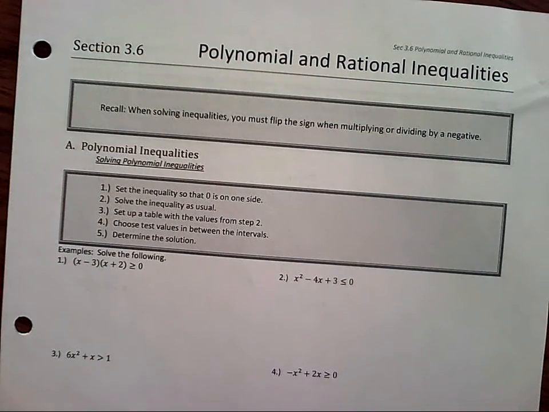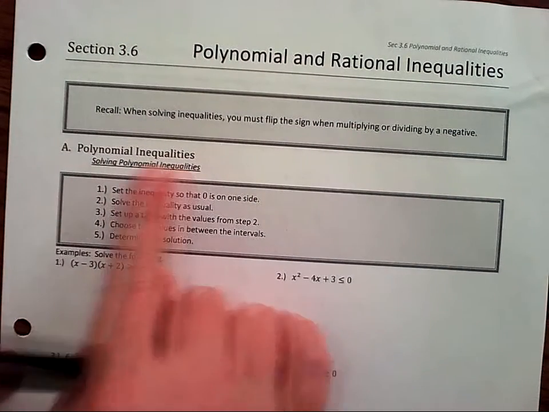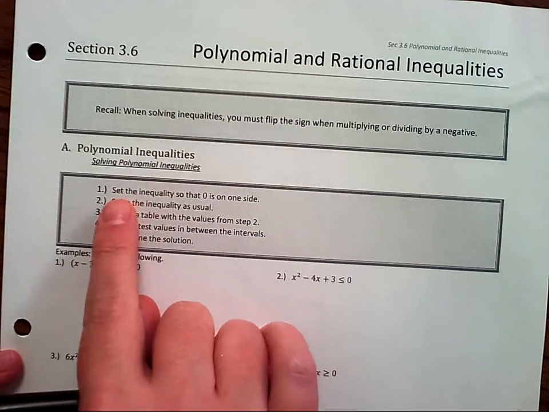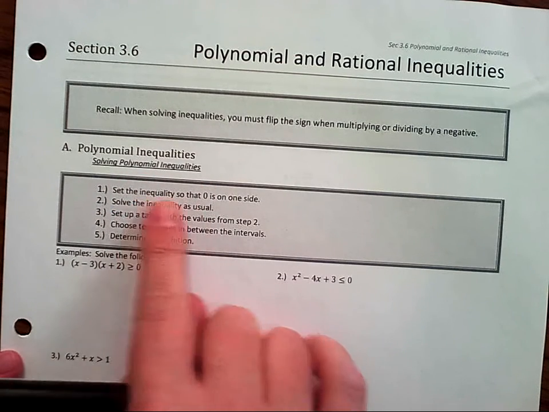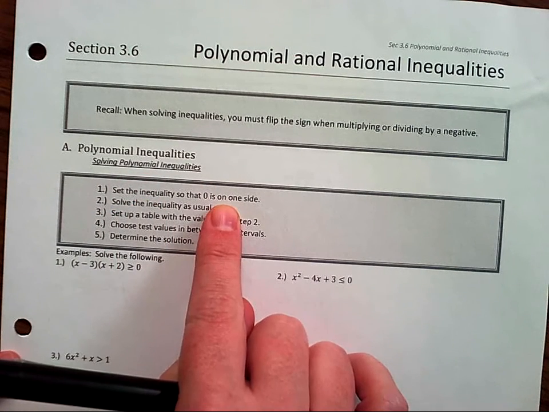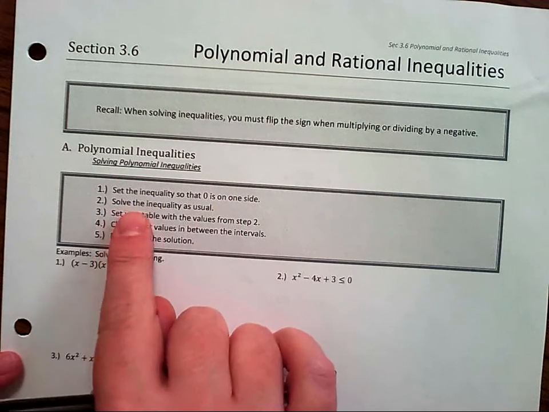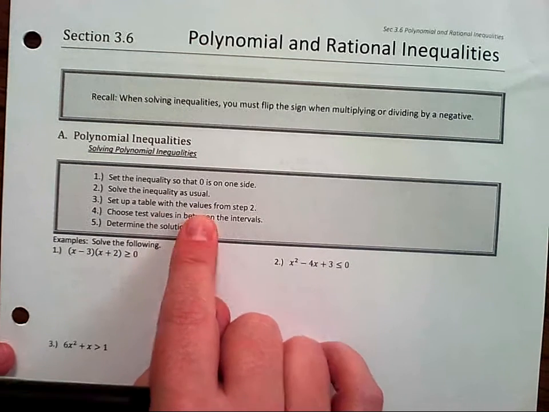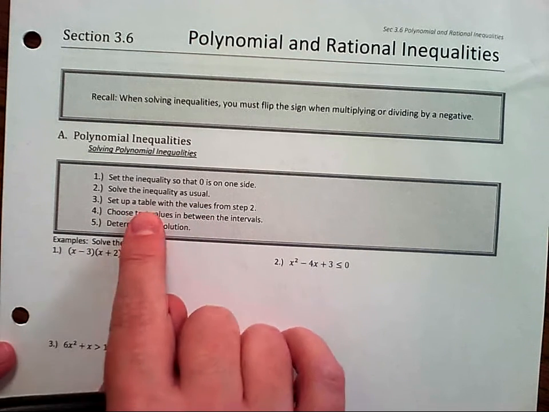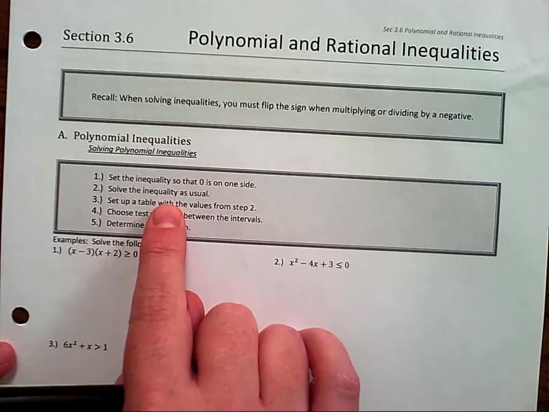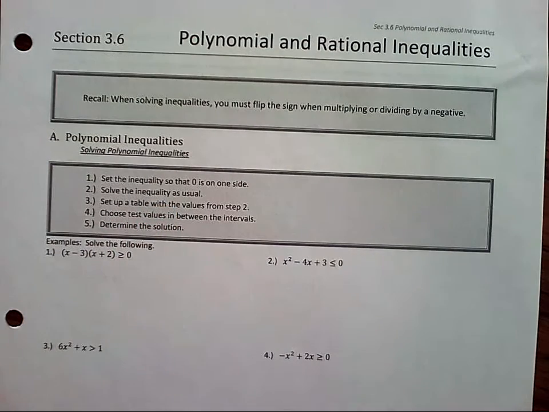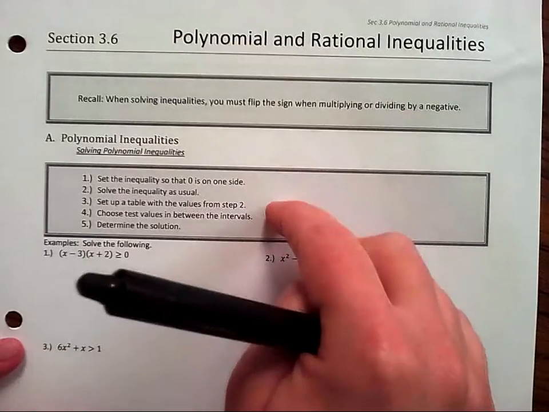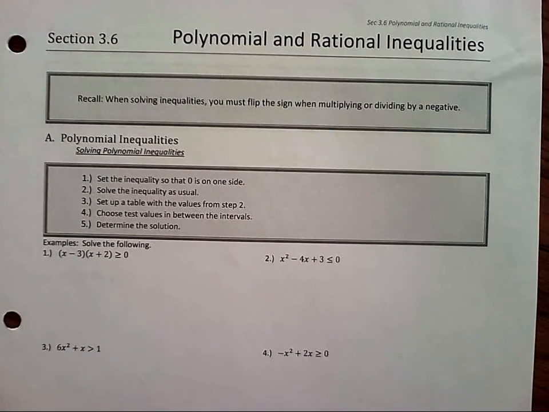Inequalities. Okay, so polynomial inequalities, the steps to solving polynomial inequalities. First, we set the inequality so that 0 is on one side. Then we solve the inequality as usual. We're going to set it equal to 0 and solve it. Then we're going to set up a table with the values from step 2. Choose test values in between those values we get from step 2 and determine the solution.